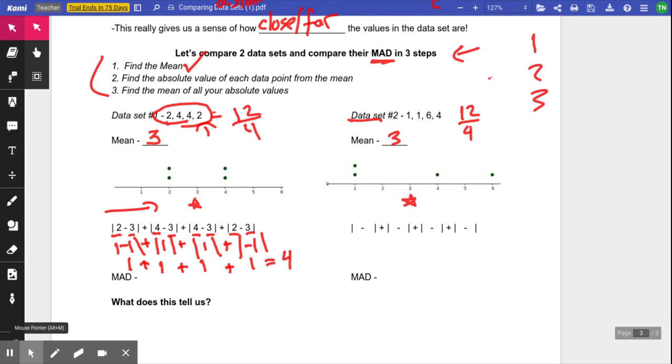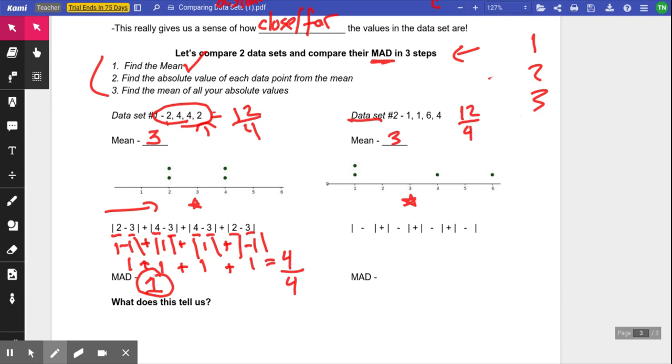So now I have this, the mean absolute deviation of each of these is going to be, I find the mean of your absolute value. So I'm going to do 4 divided by my 4 data points, right? Which is 1. 4 divided by 4 is 1. So my mean absolute deviation is 1. Well, what does that mean?